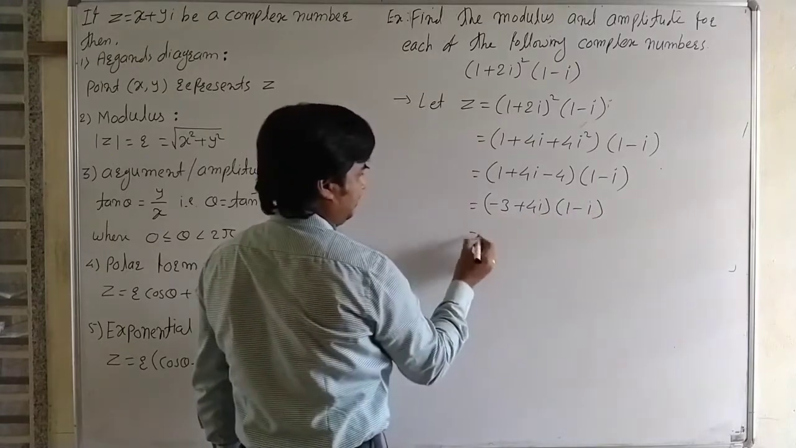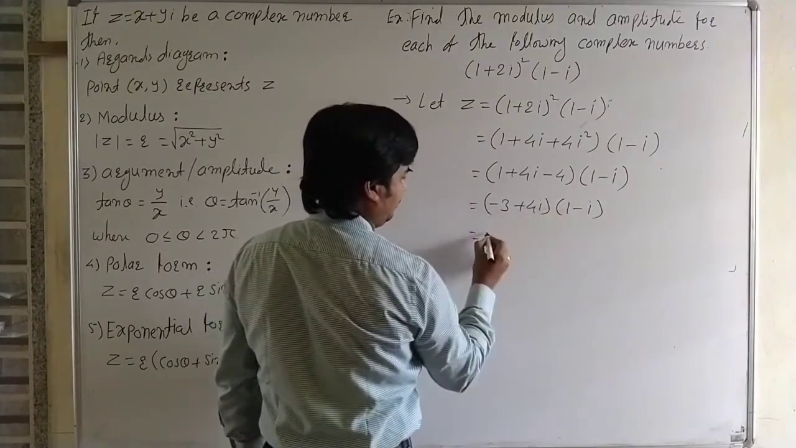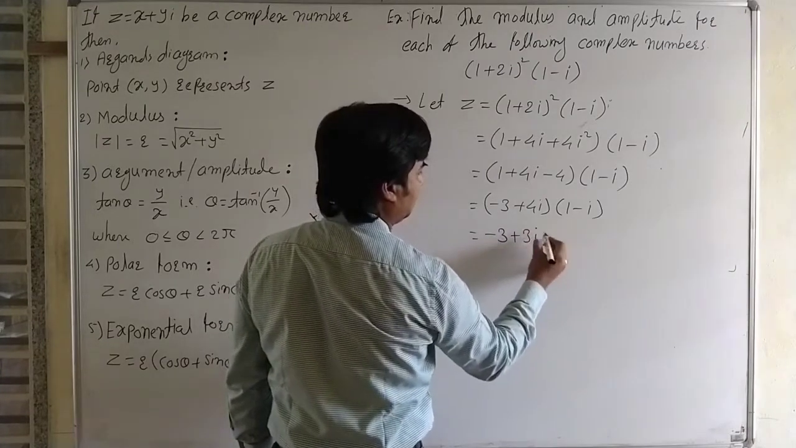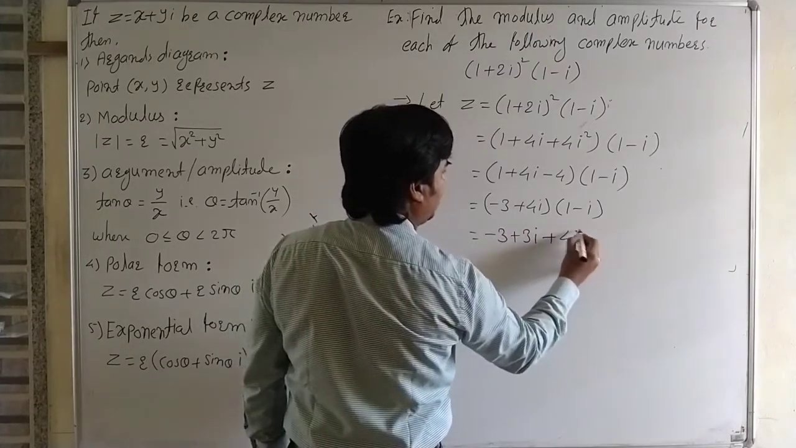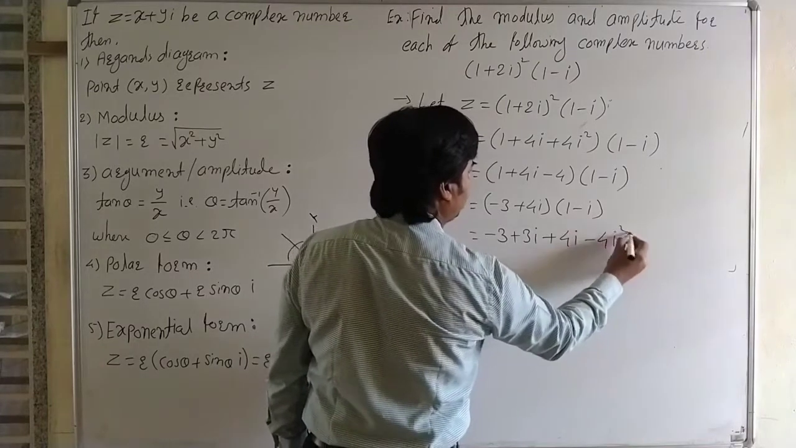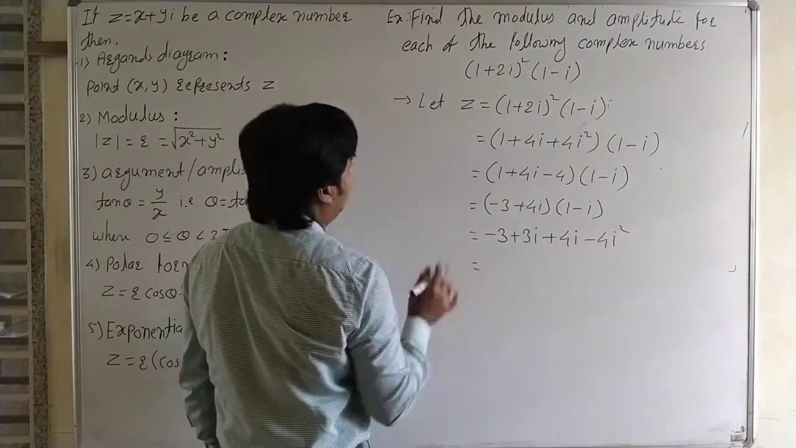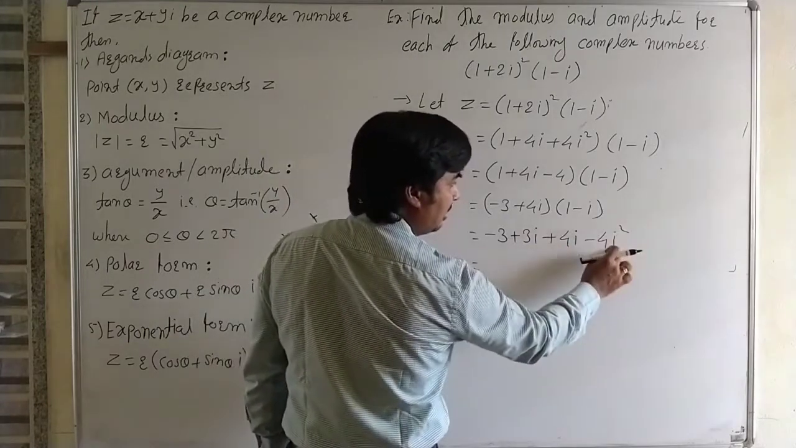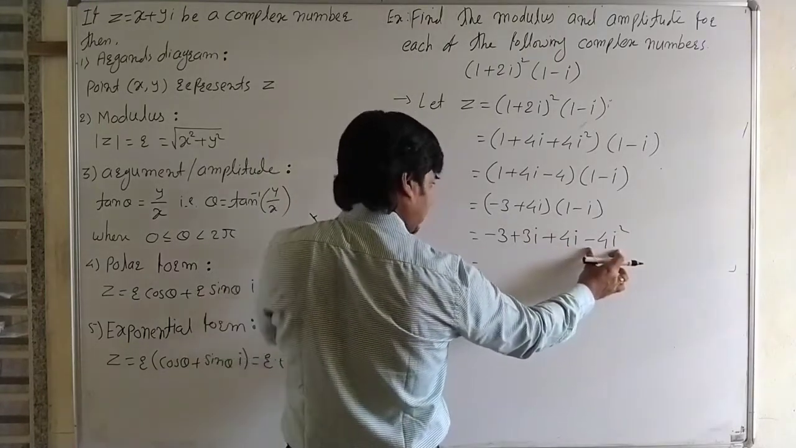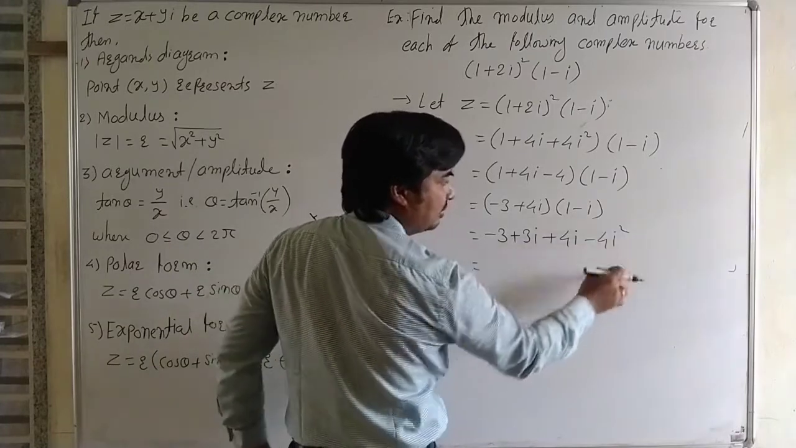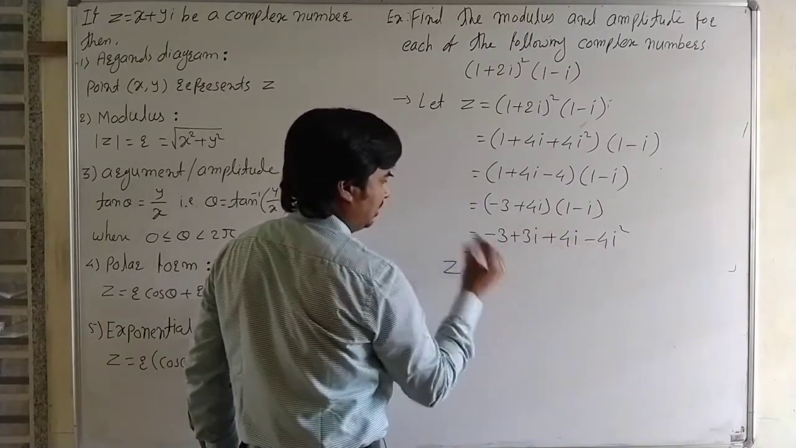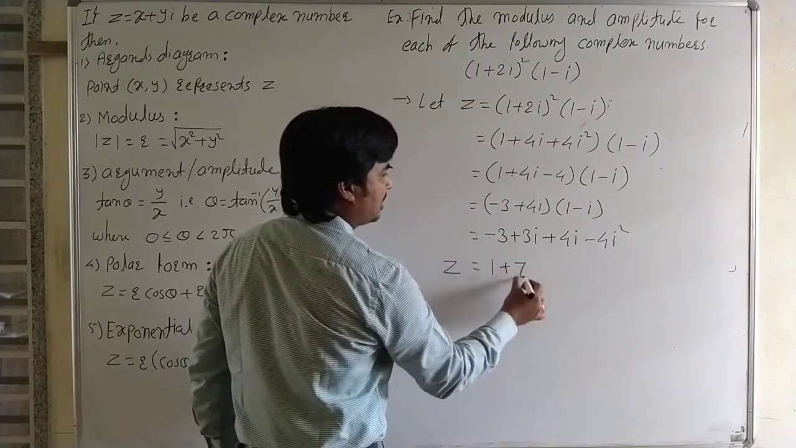Again take the multiplication. Now here -3 plus 3i plus 4i minus 4i square, and therefore the complex number z becomes, -4i square, therefore it is plus 4, i square is -1, therefore it is plus 4 minus 3, which is 1, and plus 7i.